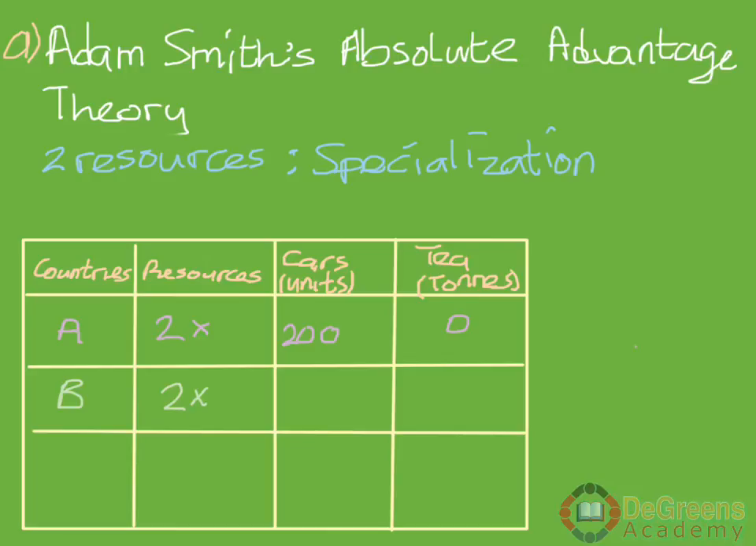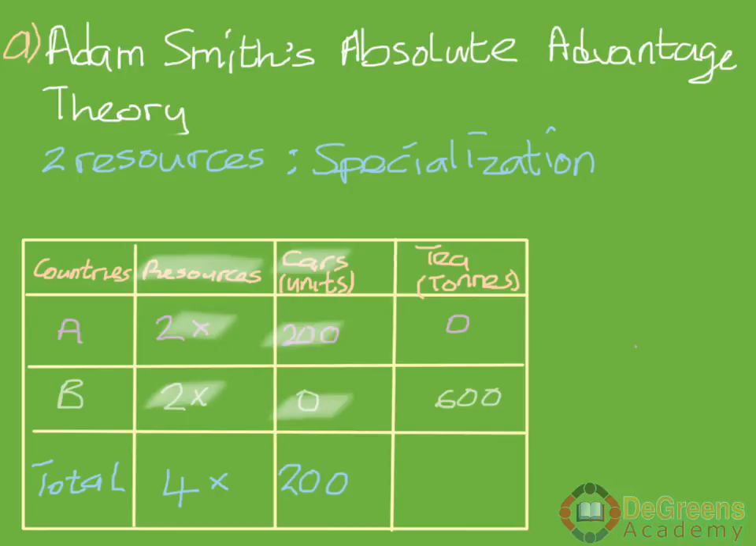Country B, on the other hand, has an absolute advantage in the production of tea. So it will produce 0 units of cars and specialize all its resources in the production of tea. With one resource, it produces 300 tons of tea. So with 2, it will produce 2 times 300, which gives 600 tons of tea. We look now at the total. The total amount of resources has not changed. It's 2x plus 2x for country A and country B, which gives 4x. But look at how many units are now produced: 200 units of cars and 600 tons of tea.